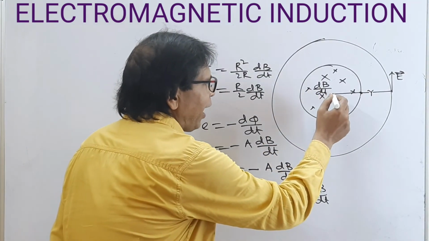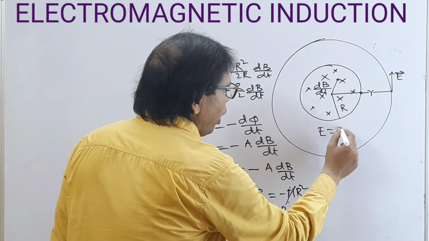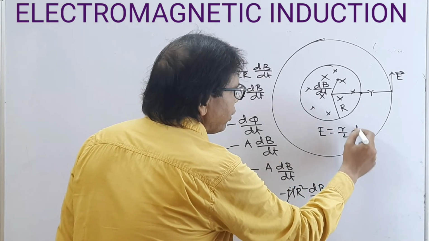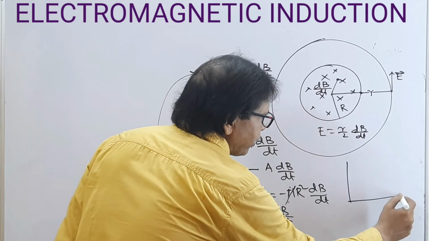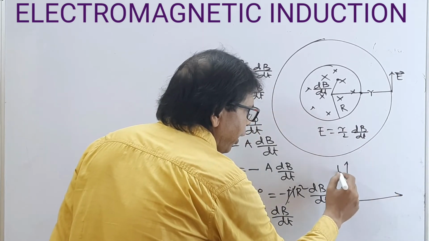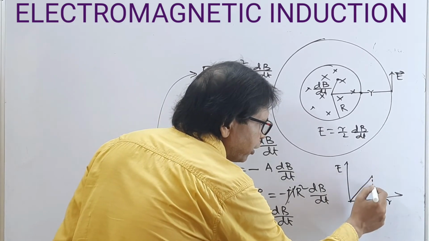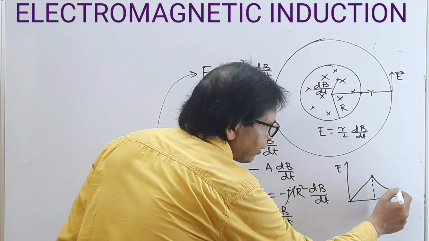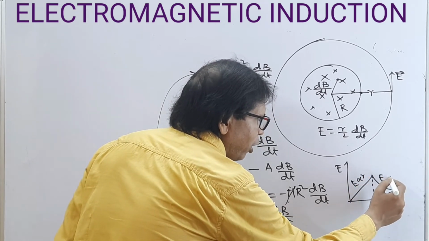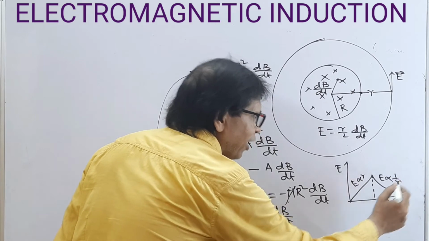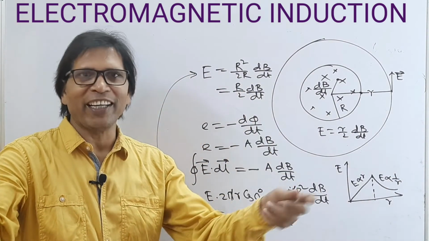Now inside, at any point, this field becomes E equals r by 2 into dB by dt. So the graph becomes, look at this, this is the E and this is the R. So from this to this region, it increases and then it decreases. Here E is proportional to R and here E is proportional to 1 by R. Okay, understood?